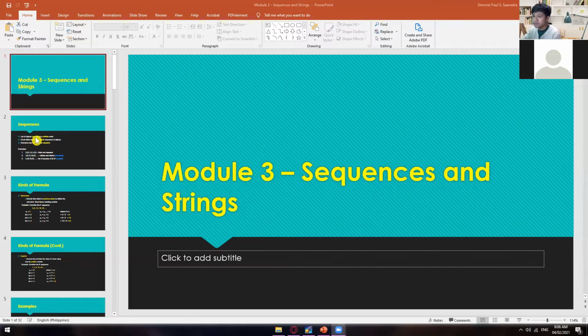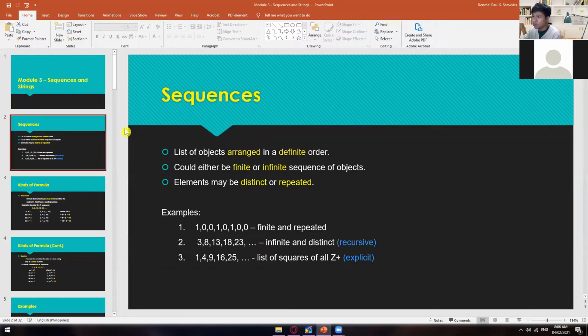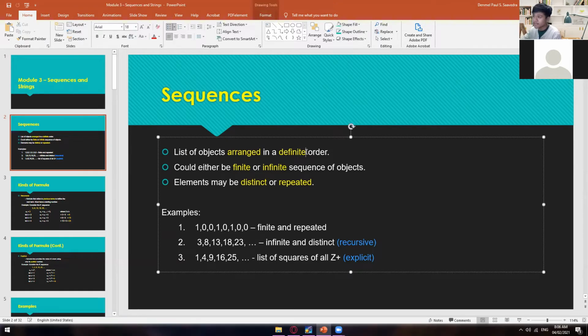Of course, first we have to know what a sequence is. From the meaning of it, it's a list of objects arranged in a definite order. Take note, it's a definite order, meaning arrangement in a sequence is very important. Unlike sets, where it is not that important, in a sequence it is very, very important. This same concept could be either a finite or infinite sequence of objects.